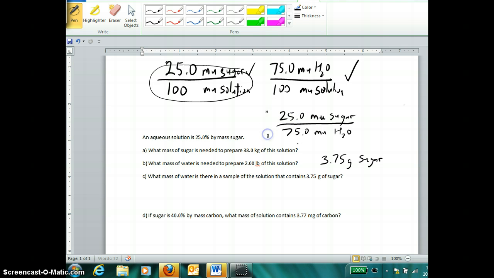However, I am going to invert it, which is perfectly legal. After all, if there are 25 pounds, grams, or kilograms of sugar for every 75 pounds, grams, or kilograms of water, that means there are also 75 grams, kilograms, pounds of water for every 25 grams, kilograms, pounds of sugar. So I'm simply going to start with the answer, 75.0, and I'm going to use grams as my mass units of water per 25.0 grams of sugar. Essentially, I am starting with the answer yet again.